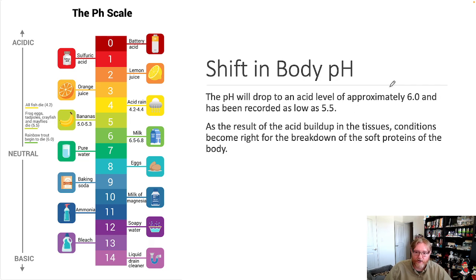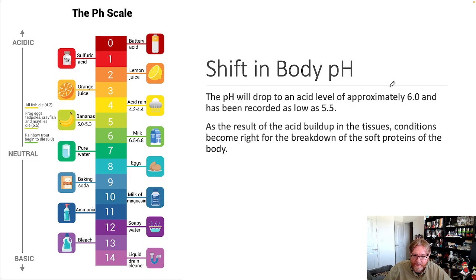The pH will drop to an acid level of approximately 6.0 and has been as low as 5.5. That is literally more acidic than milk. It is almost as acidic as some bananas. It's not quite as acidic as orange juice.